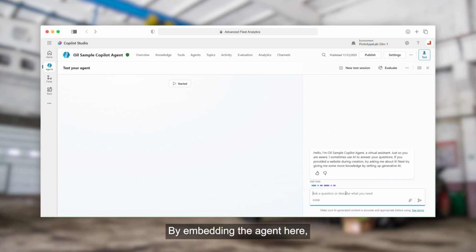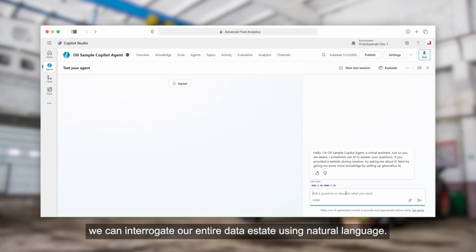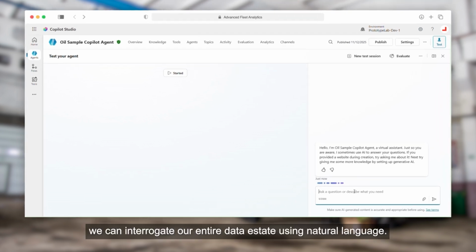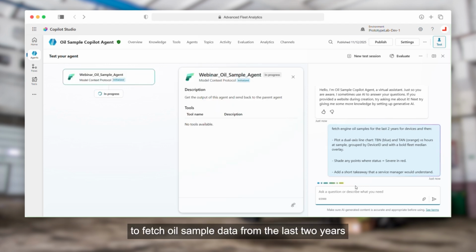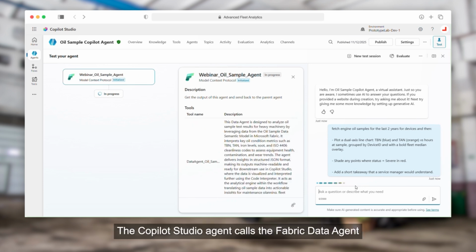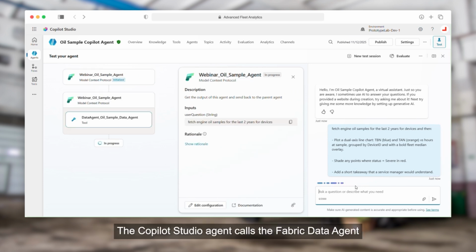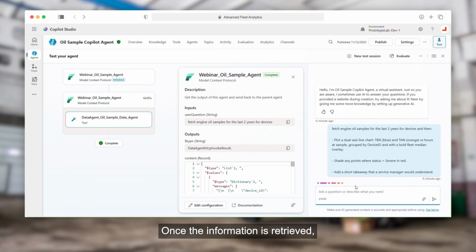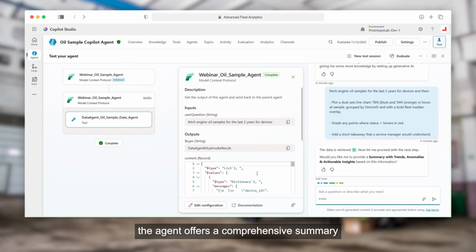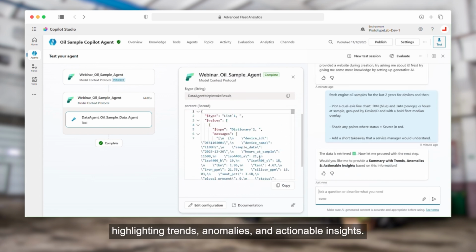By embedding the agent here, we can interrogate our entire data estate using natural language. In this scenario, we are asking an in-depth question to fetch oil sample data from the last 2 years and requesting a specific trend chart to be created. The Copilot Studio agent calls the Fabric Data Agent via the Fabric MCP to gather the necessary records. Once the information is retrieved, the agent offers a comprehensive summary highlighting trends, anomalies, and actionable insights.